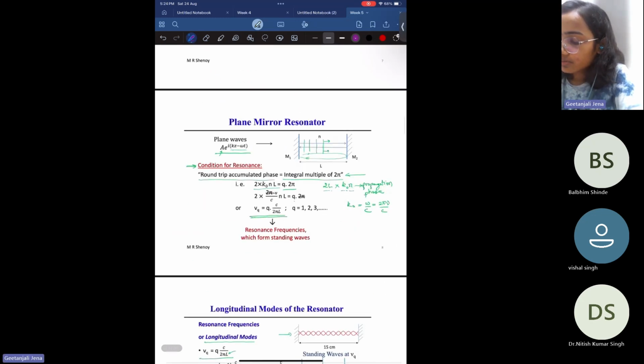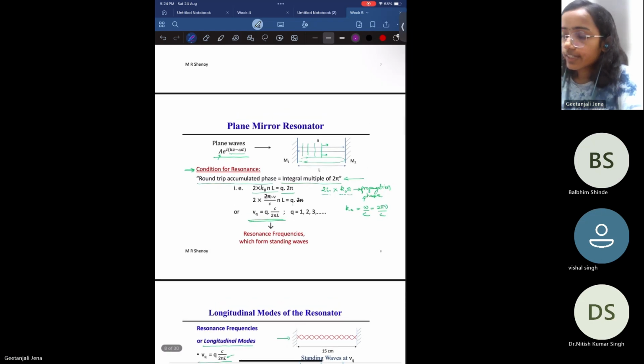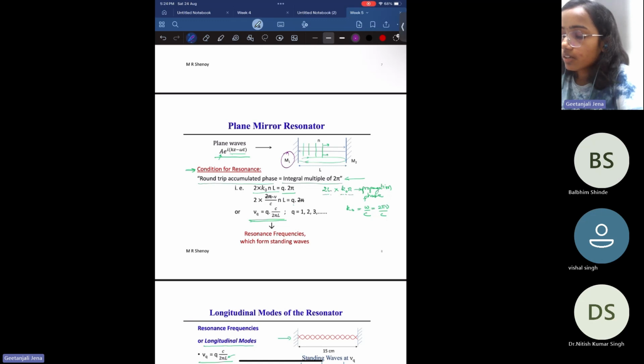So for the first one, let's say we have a plane mirror, surface M1 and mirror M2, separated by a distance L. And we are seeing a confinement of a plane wave in between these two mirrors. This is the expression for a plane wave.